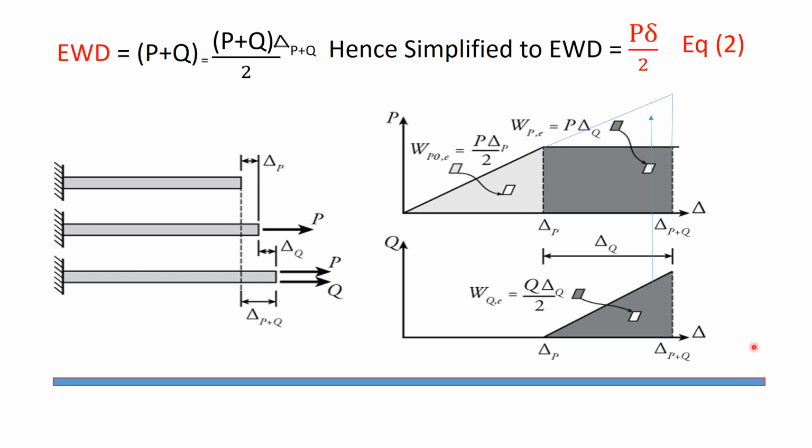Since the force P is constant the entire time that force Q is applied to the bar, the additional external work caused by the force P is equal to P times delta Q. So the deformation caused by Q times the original load P is the work done by the force P. This is the dark shaded area of the rectangle.